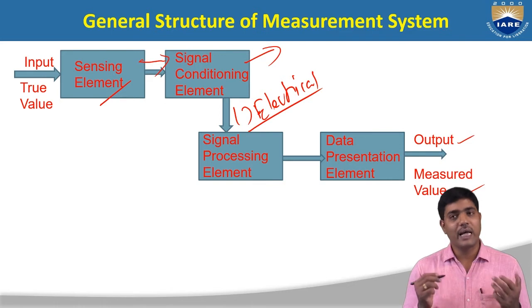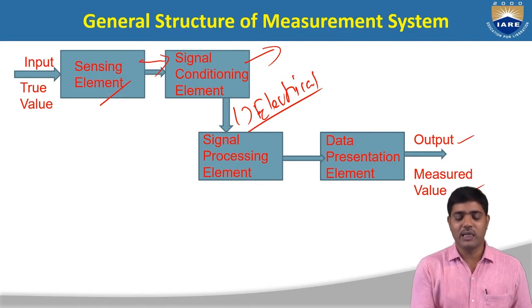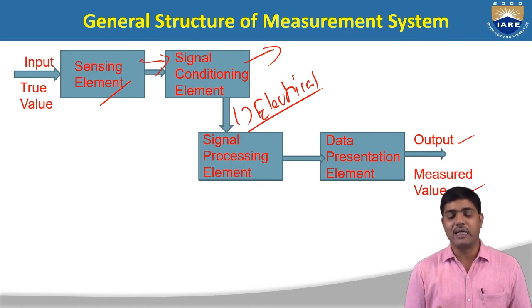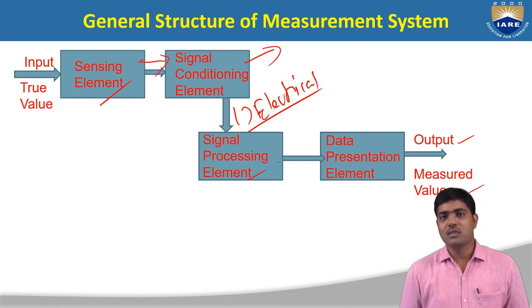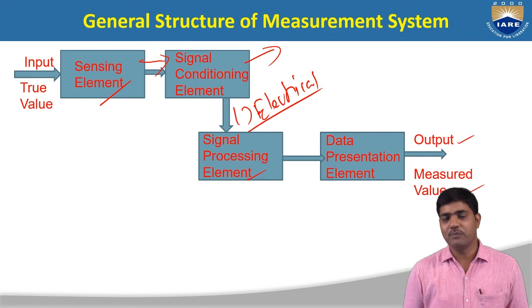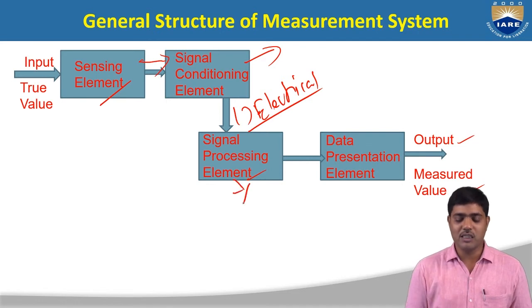Now whatever electrical signal you are getting from this signal conditioning element can be processed further. What process are you going to do? Sometimes you are going to filter noise, sometimes you are going to diagnose, and sometimes you are going to linearize whatever output you get from the sensor. So here typically three things can be done.